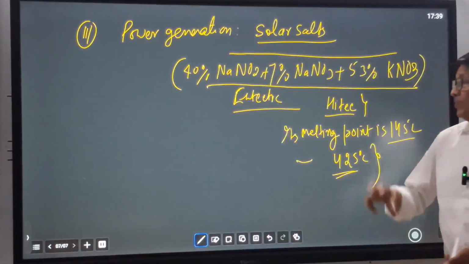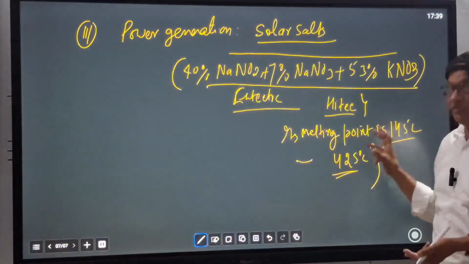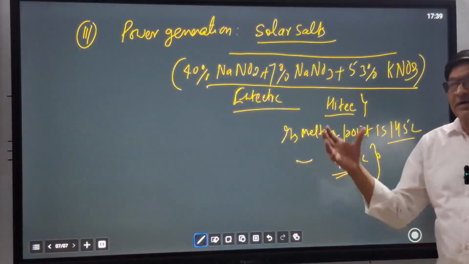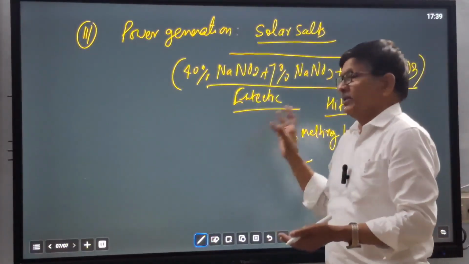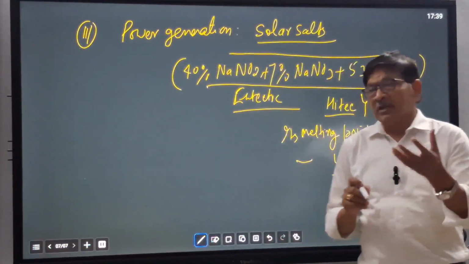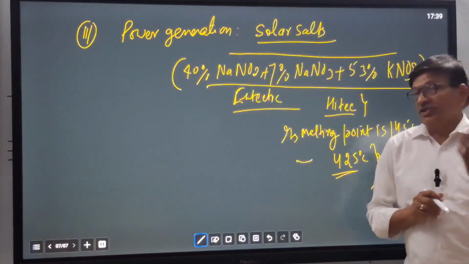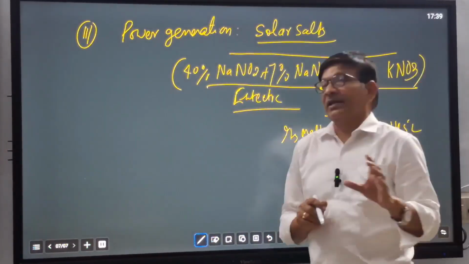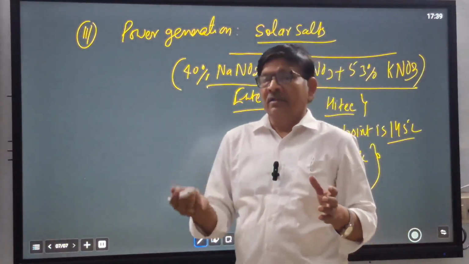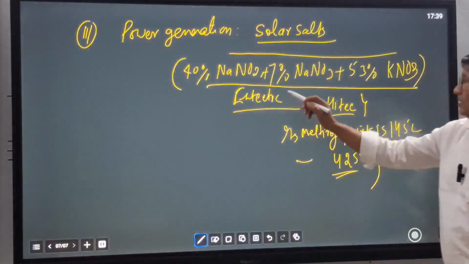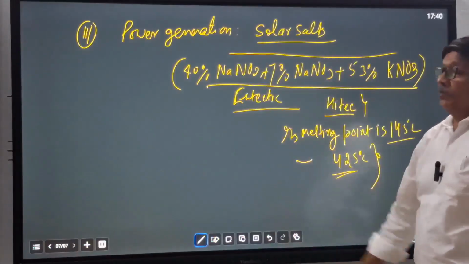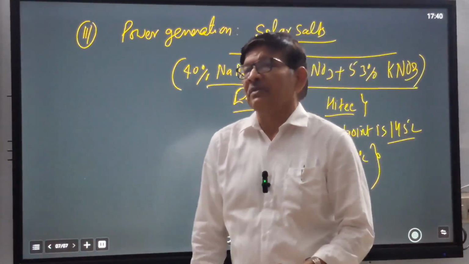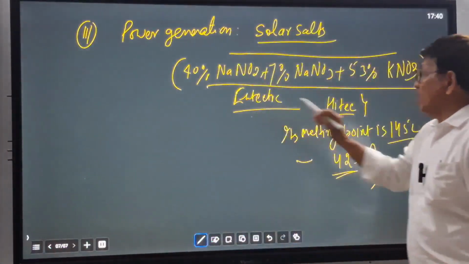Once we store energy at this temperature, then by using a heat exchanger with water in combination with this solar salt, we can produce steam, and steam can be used for the generation of electric power by running the steam turbine. That's why this material is useful for power generation or other high temperature applications. So this is known as HITEC.